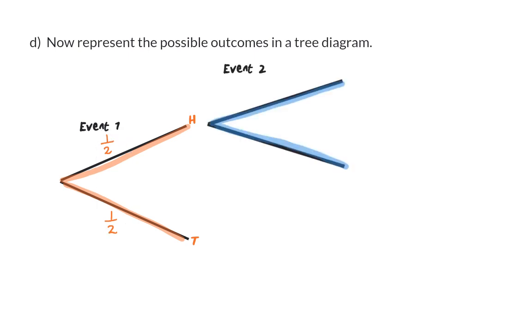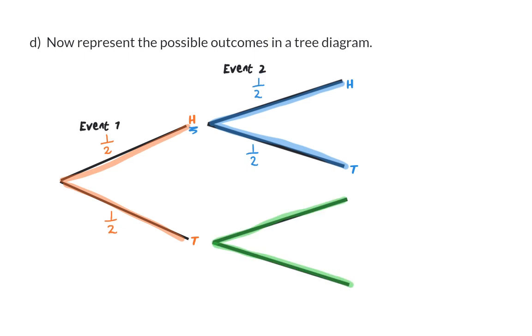Now we add event 2, and we start off with the possibilities after event 1 landed on head. And again here, the possible outcomes will be heads or tails, and for each of them the probability is a half, because the result of event 1 does not influence the probabilities of our second coin toss. And once again, when you add up the possible outcomes' probabilities, it equals 1.